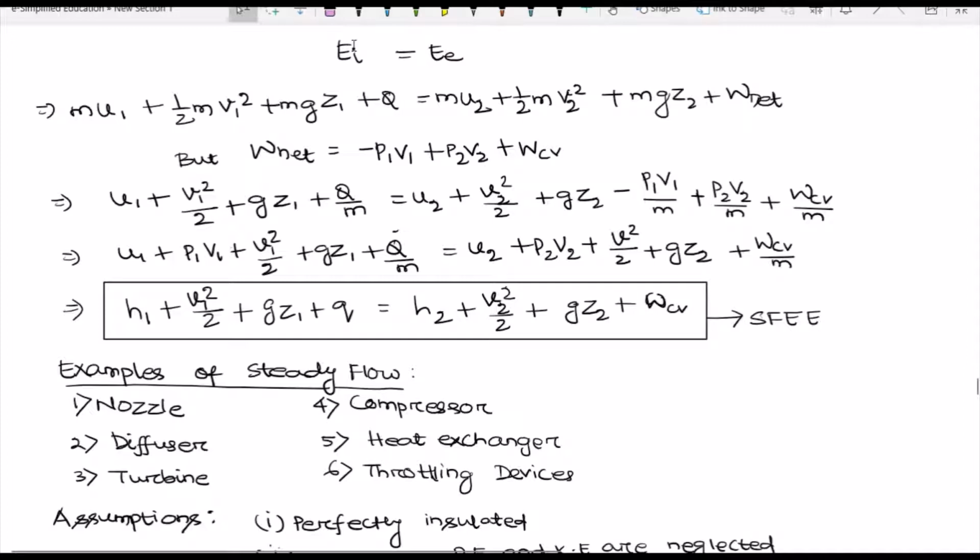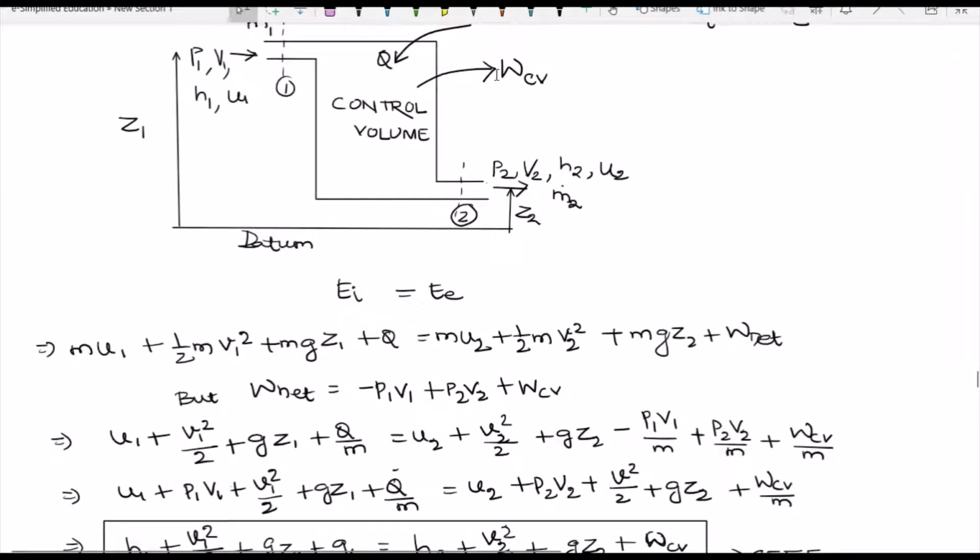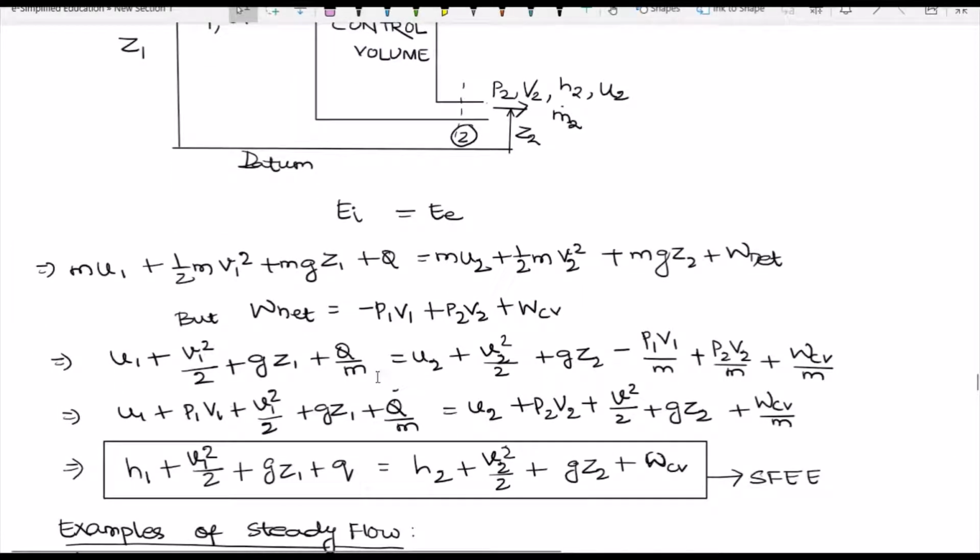So the energy at inlet is equal to the energy at exit. Energy at inlet consists of internal energy, kinetic energy, potential energy, and heat energy, which is given as input to the control volume. At the exit we get internal energy, kinetic energy, potential energy, and work is the output from the control volume. But this net work involves the flow work at inlet, which has to be given, the flow work at outlet, which has to be taken from the system, and the control volume work done which we get from the system. So this is the net work done.